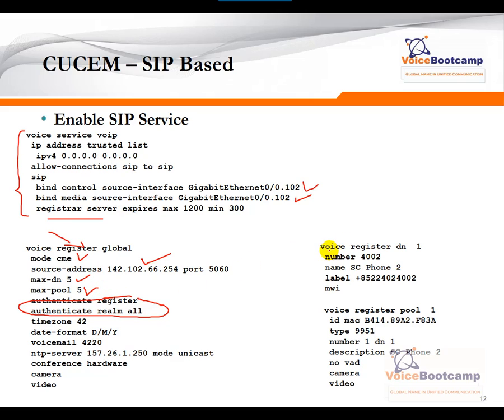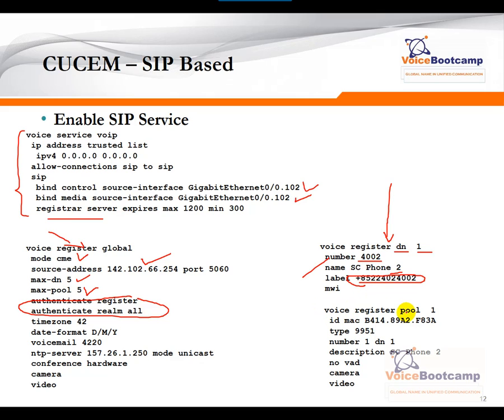Once this is configured, the next thing is to define the extension. In SIP base, we configure an extension by typing voice register DN. In ephone, we say ephone-DN. Here we're going to say voice register DN, followed by the tag number. Then you say number 4002, name site C phone 2, and label will be whatever you want them to display on the top right corner of the phone.